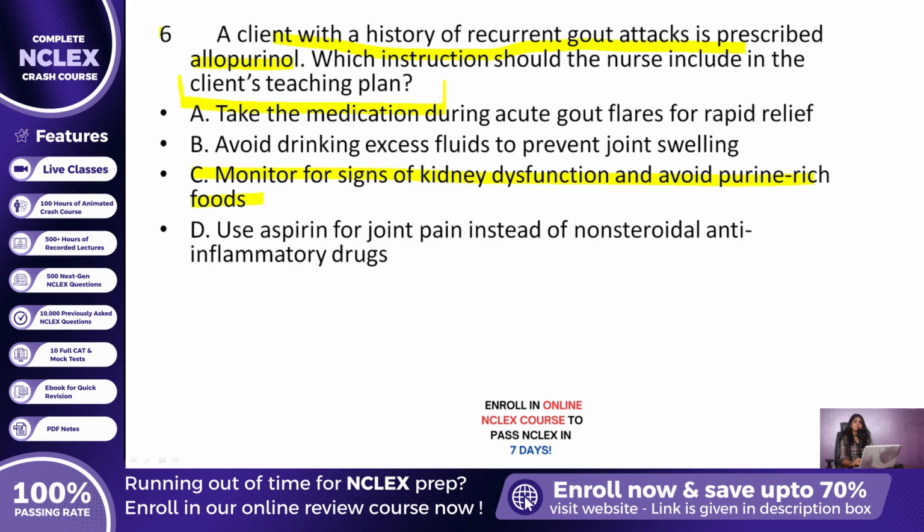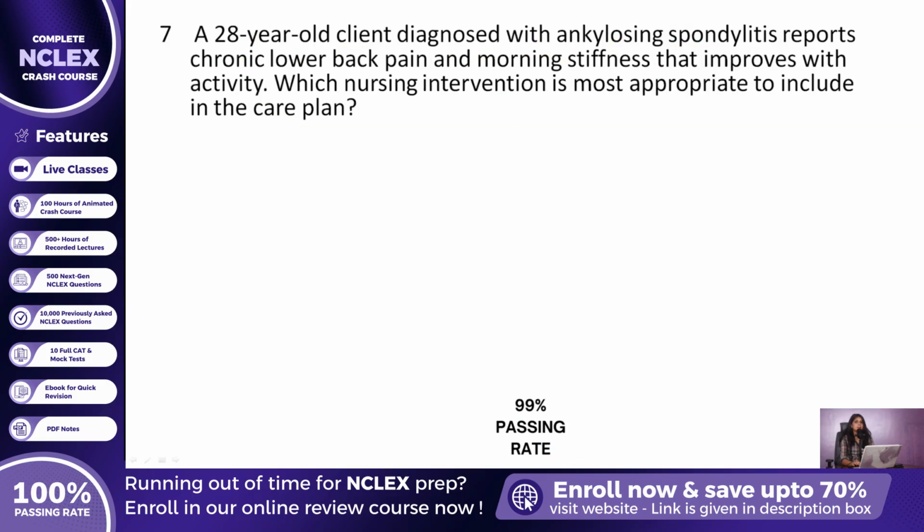Let's test your nursing care response skills now with ankylosing spondylitis. Question number 7. A 28-year-old client diagnosed with ankylosing spondylitis reports chronic lower back pain and morning stiffness that improves with activity. Which nursing intervention is most appropriate to include in the care plan? Here are your option choices.